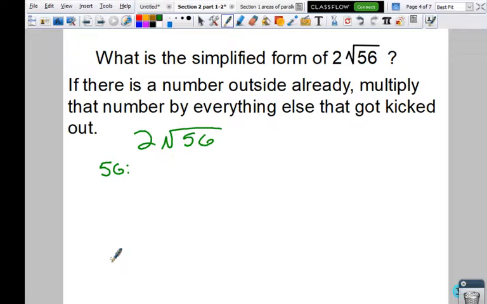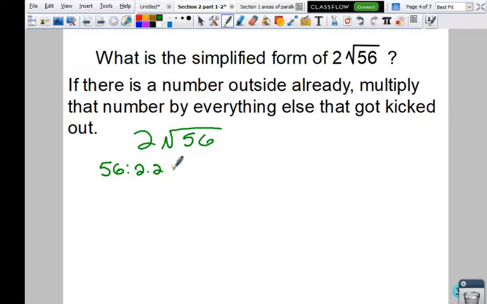Alright. I want to know what times what is 56. What times what is 56? I don't even know what equals 56. Alright, what's 56 divided by 2? Plug it in Desmos. Desmos it. 28. Okay, 2 times 28, right?